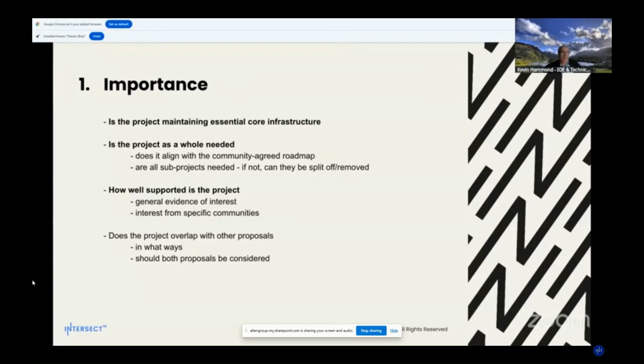How well supported is the project? So what's the general evidence of interest in the project? How much interest is there from specific communities? And also, is there any overlap? In what ways should both proposals be considered? So here you might need to dive into some technical evaluation because things that can apparently overlap may not in practice, or there may be complex interdependencies between two different proposals. So these are things that we would consider to be essential as part of any proper technical evaluation.